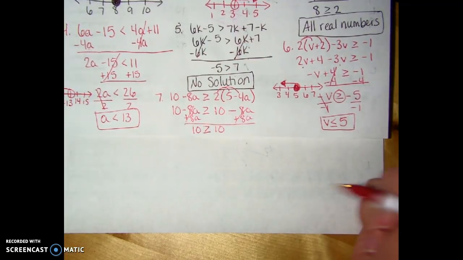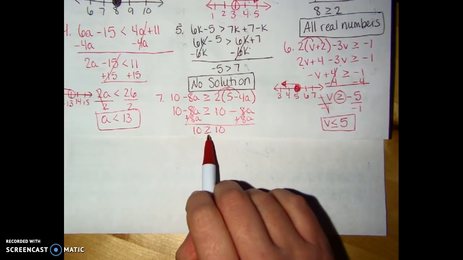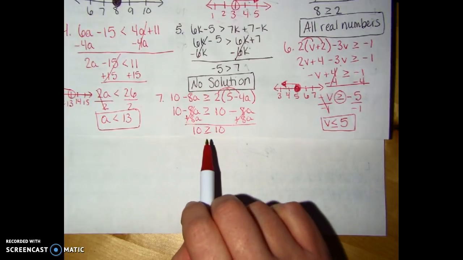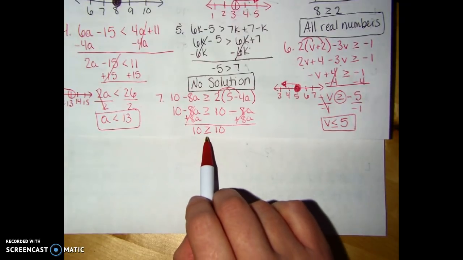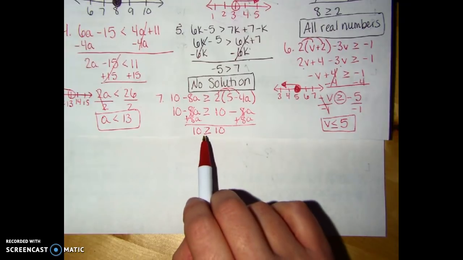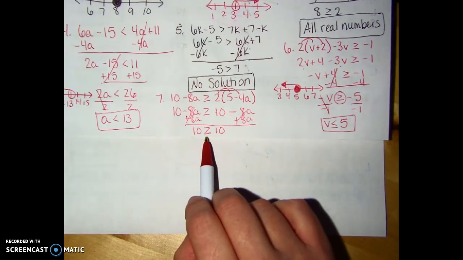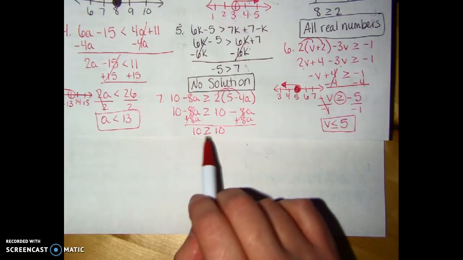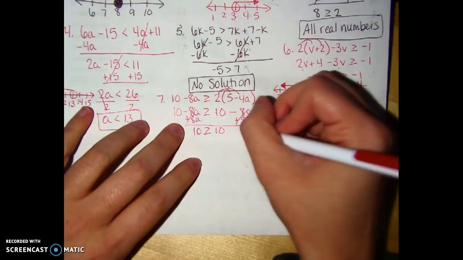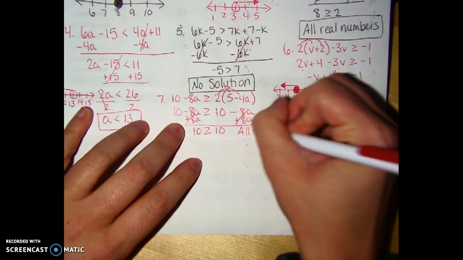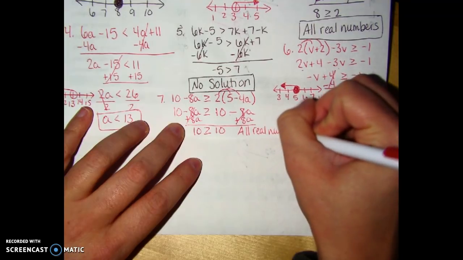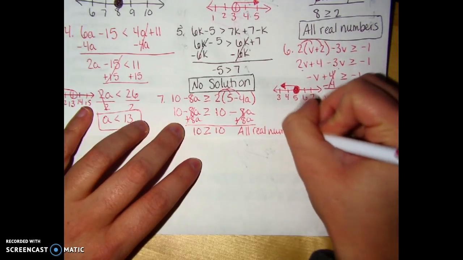So this one is all real numbers. But if this was just greater than, then it would be no solution. So the or equal to part is what makes this all real numbers. Because 10 is not greater than 10, but 10 is greater than or equal to 10. So that's kind of the difference on that one. So this one is all real numbers. And yes, you have to write it out.